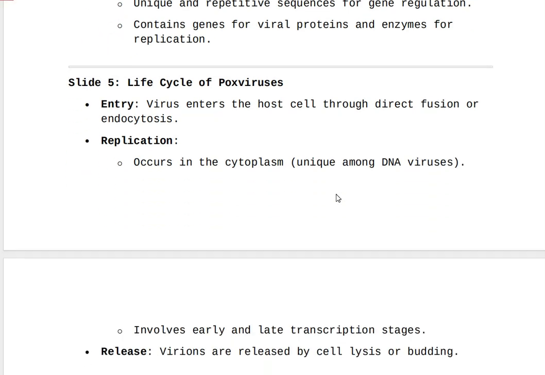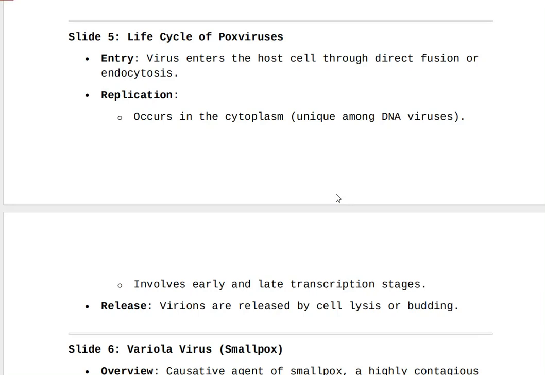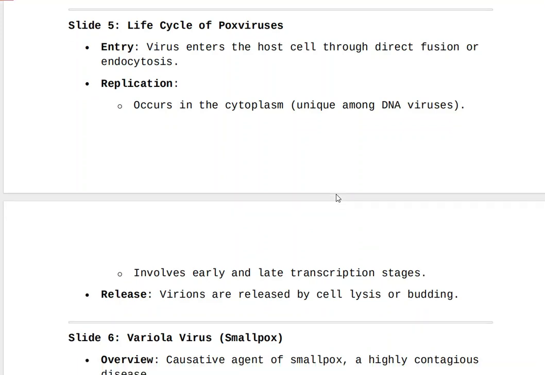Life cycle: the virus enters the host cell, usually the epithelial cells of the lungs, via direct fusion or by endocytosis. They replicate in the cytoplasm, so this is the first of the viruses we have encountered so far that are capable of viral replication in the cytoplasm. Usually they do that inside the nucleus.